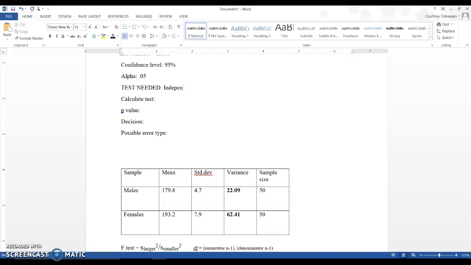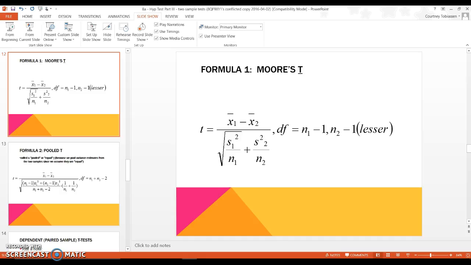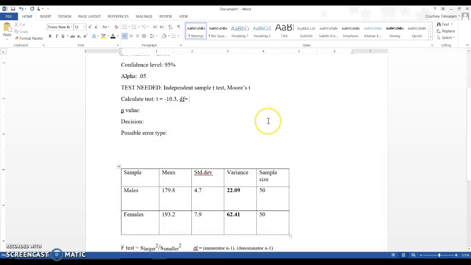All right, so we know that we're using independent sample t-test, and we now know that we are going to use Moore's t. When we calculate that value, we get negative 10.3. So our t-test is 10.3. Degrees freedom we will need as well. And degrees freedom for a Moore's test is n minus 1 for whichever group is smaller. So same sample. So our degrees freedom is 49 and we're good.